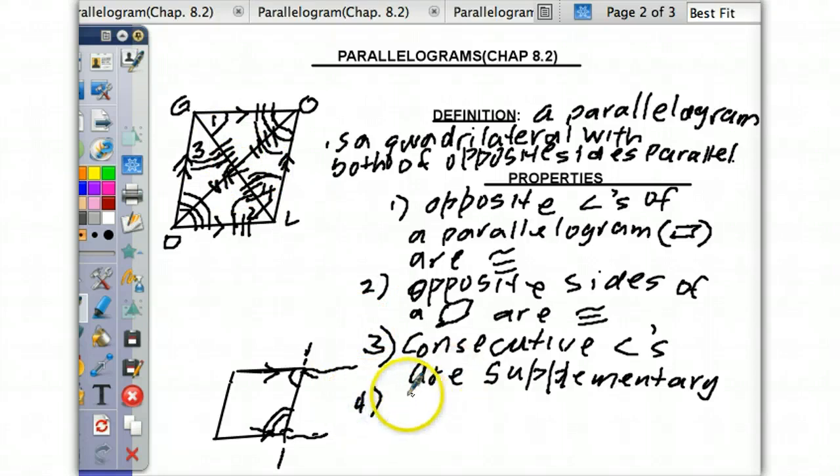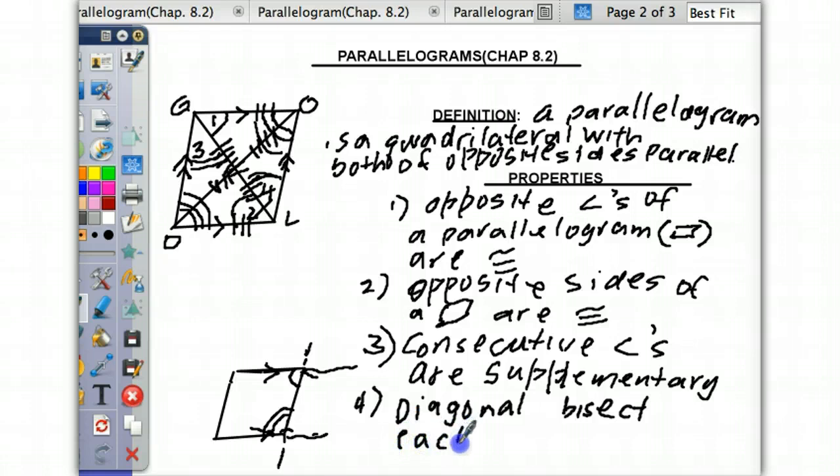The diagonals, and that's provable, by the way. Diagonals bisect each other. I don't think I can put much more on that diagram. Let me go to another one so I can give you some more properties. Let's see what I got on the other page.